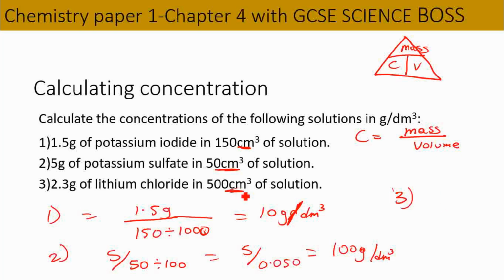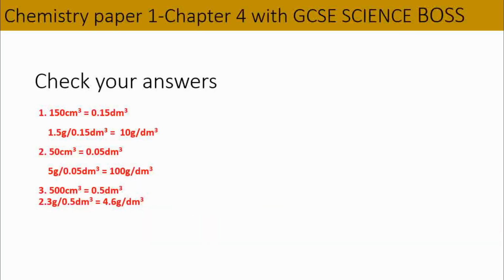So again, watch out for the cm cube. So it's going to be 2.3 divided by 500 divided by 1,000, and that should give you an answer of 4.6 grams per dm cube. You can also write the units like that, dm to the -3, once you don't put the line there. Okay, good. Here are your answers. Always check your answers, check it with your calculator.